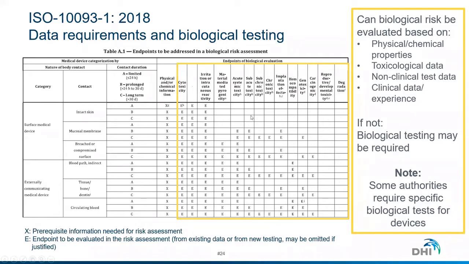And you should note that some authorities require some specific biological tests for devices. So for instance, the US FDA for the sensitization tests has a preference for the guinea pig maximization test, whereas in Europe, it's quite acceptable to use the murine lymph node assay.